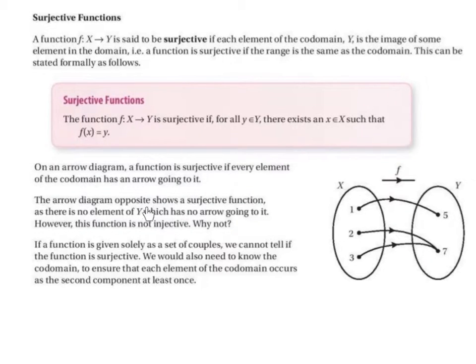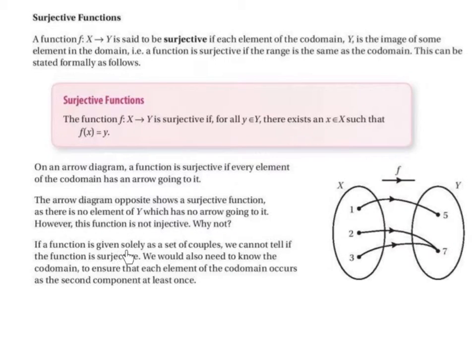The arrow diagram opposite shows a surjective function, as there is no element in Y which has no arrow going to it. However, this function is not injective. Why not? Well, it's not injective because 7 has 2 arrows going to it. And the definition of an injective function is each y value can only have 1 arrow going towards it.